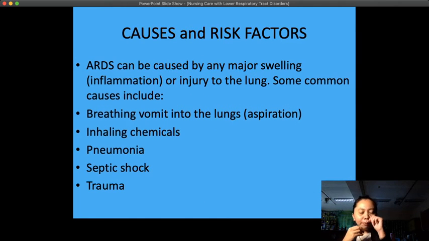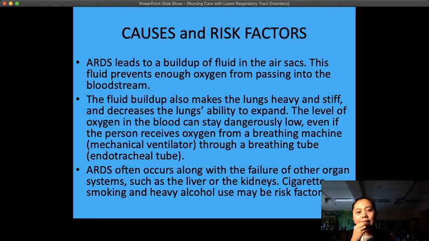Okay? So, ARDS can be caused by any major swelling, inflammation, or injury to the lung. Some common causes include breathing vomit into the lungs, aspiration, inhaling chemicals, pneumonia, septic shock, and trauma. Okay? So ARDS leads to a build-up of fluid in the air sacs. This fluid prevents enough oxygen from passing into the bloodstream. The fluid buildup also makes the lungs heavy and stiff and decreases the lungs' ability to expand.